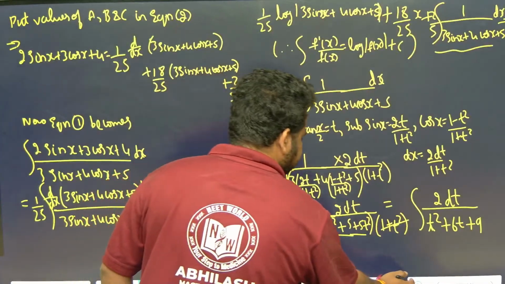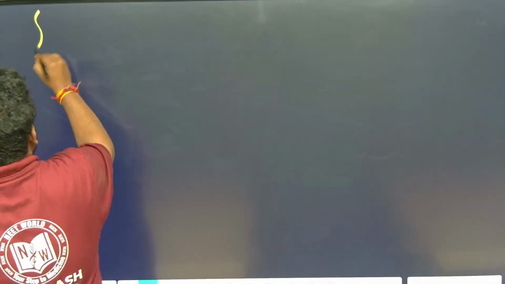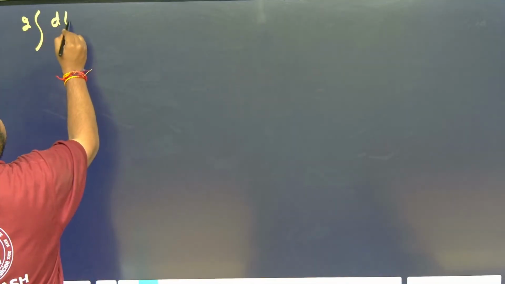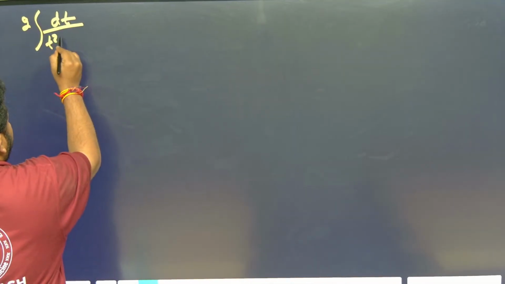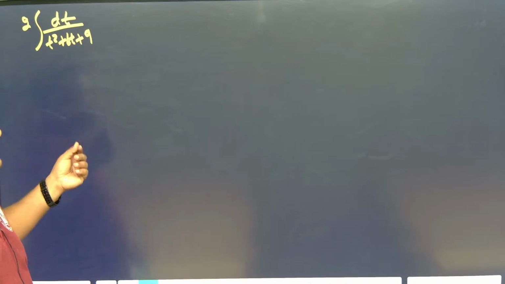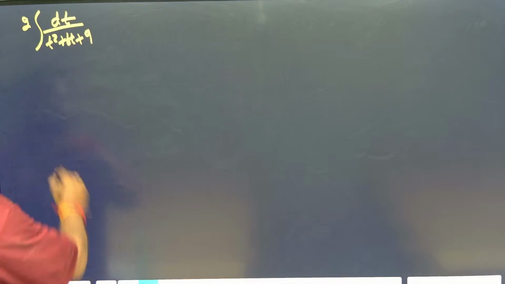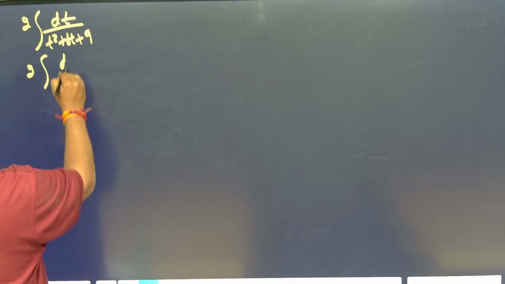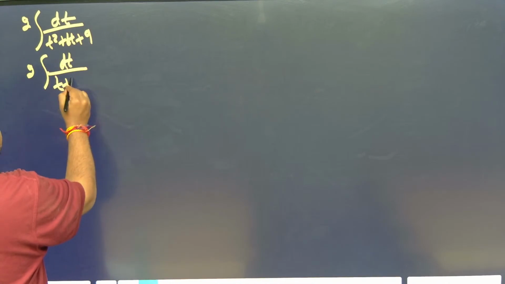So on the next page, we have the integral of 2 dt by t square plus 6t plus 9. This is nothing but (t plus 3) whole square, correct? So this will be the integral of 2 dt by (t plus 3) whole square.